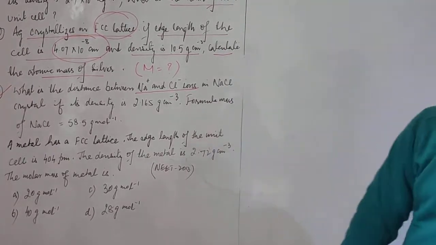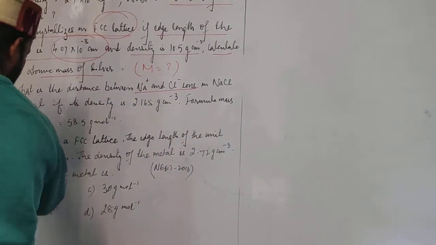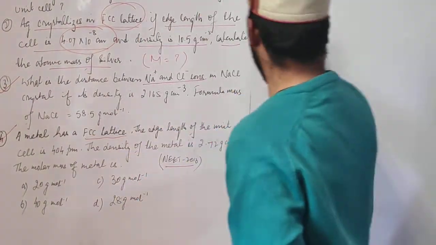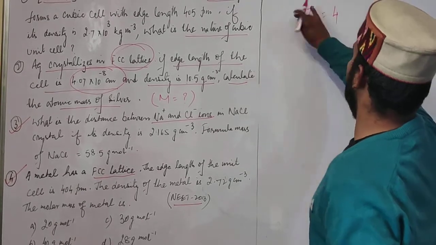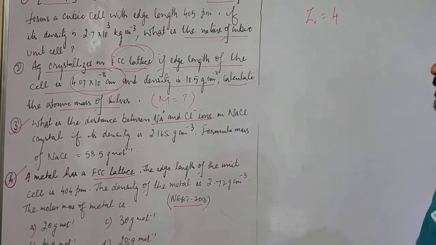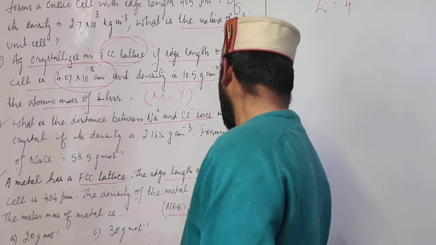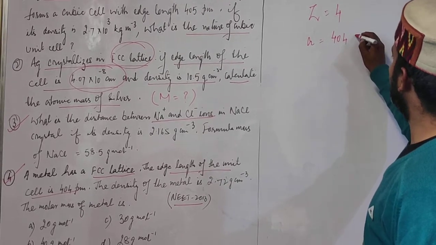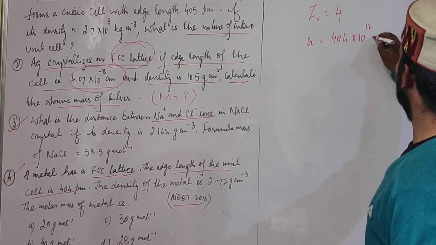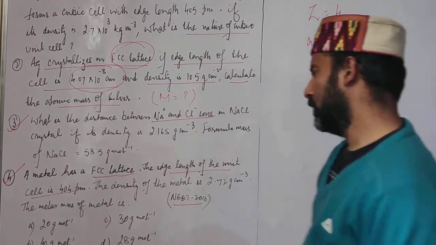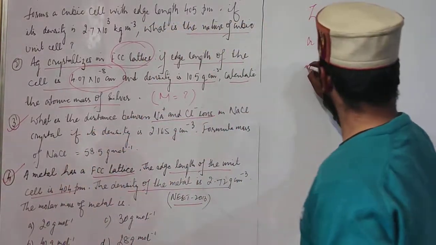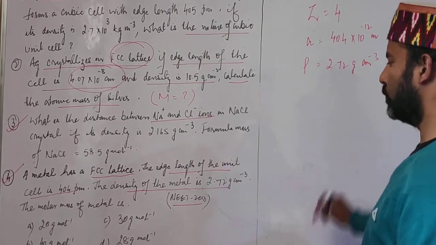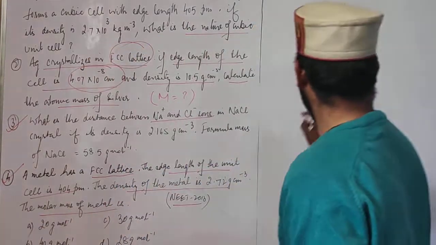Now students, the next question is from NEET 2013 exam. A metal has an FCC lattice. So student, on hearing FCC, it should strike your mind that the number of atoms per unit cell is 4. Edge length of the unit cell is given. So A is given 404 picometer, that means 10 raised to power minus 12 meters. Density of the unit cell, so rho is given 2.72 gram per centimeter cube. And molar mass of the metal is?